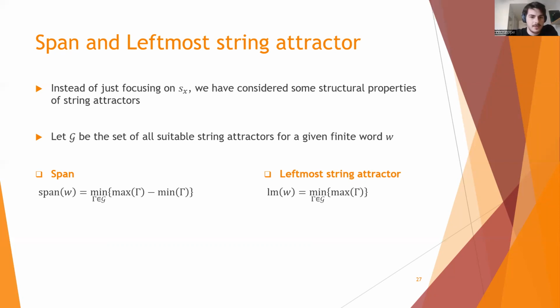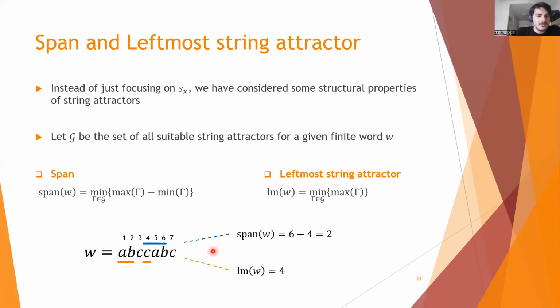So to give an example, here we have this word W, and in this case we can see that the span of W is 2. In fact, here we have a string attractor which consists of 3 consecutive positions, C, A, B. So this is also a smallest string attractor because we have 3 symbols. In this case, we have its maximum element, which is 6, minus its first element, which is 4. In this case, this is the span, and it can't be less than that.